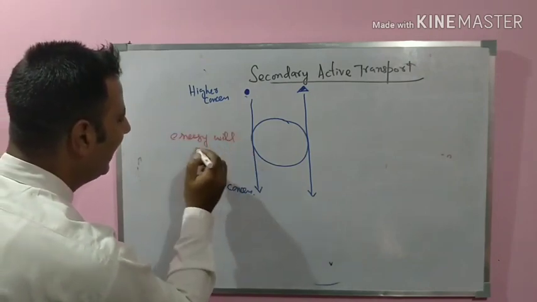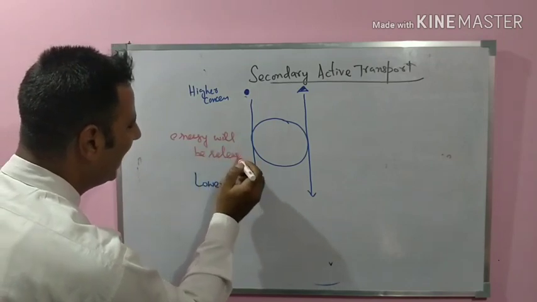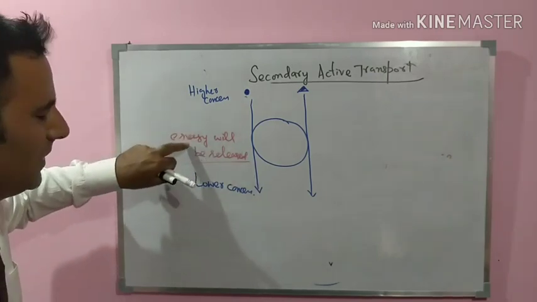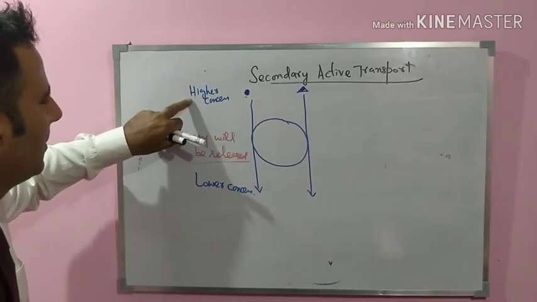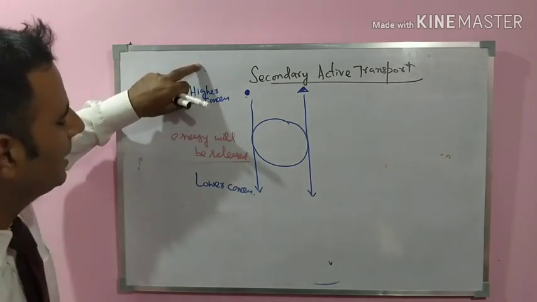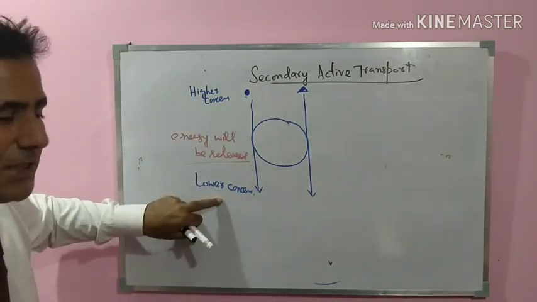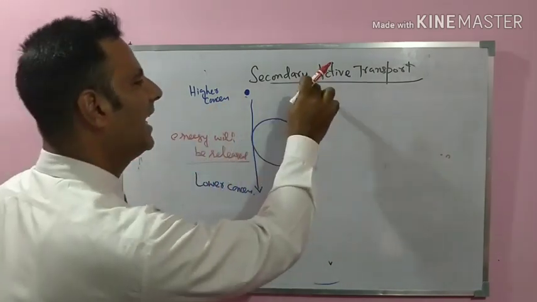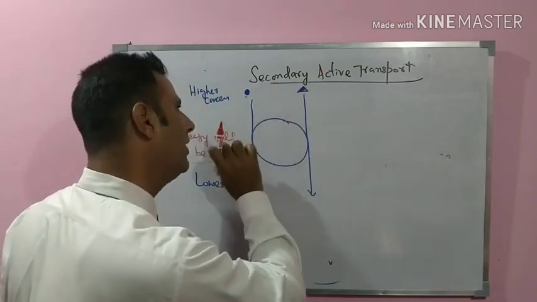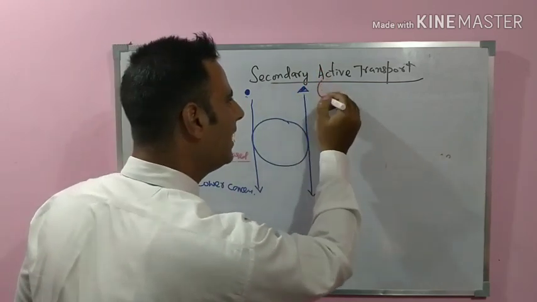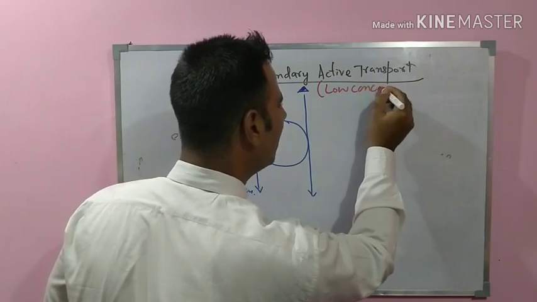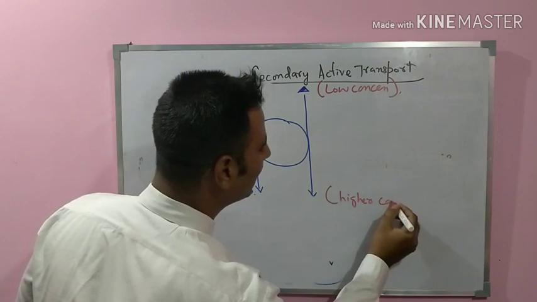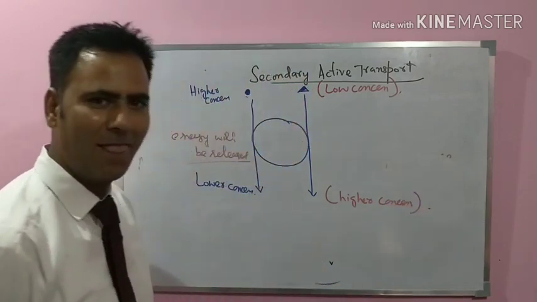And this energy, which is released by the movement of substance from an area of higher concentration to the area of lower concentration, will be utilized for moving another substance from an area of low concentration to the area of higher concentration. Right?